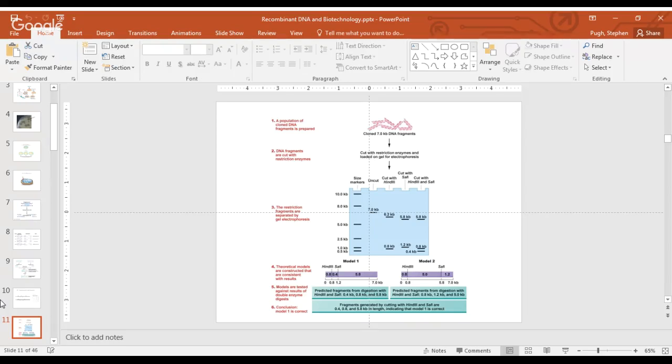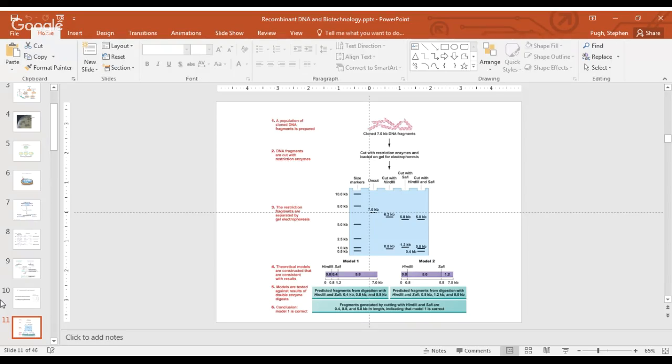And a restriction map is simply a description of where the restriction sites are on a particular piece of DNA. And one technique to do that is to extract the DNA. And so we've got here a 7,000 base pair piece of DNA, 7.0 kb means 7,000 base pairs. And we're going to cut it with restriction enzymes. And we've got two different enzymes that we're going to use. We're going to use HindIII and we're going to use SalI.